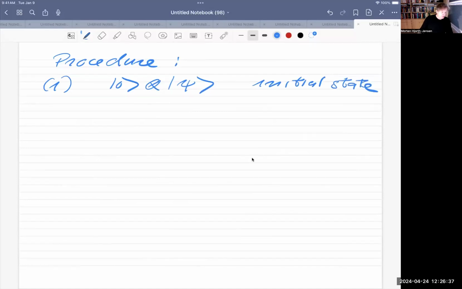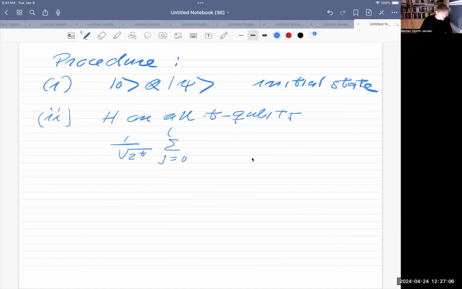Then we perform these superpositions. So we create superpositions. And the first thing which we do now is to perform the Hadamard gates. So we do a Hadamard on all t qubits. And we can write that in a more compact way as 1 over square root of 2 to the power of t. And then we have a sum over j from 0 to 2 to the power of t minus 1. And then we write this as a j here, so this can be either 0 or 1.